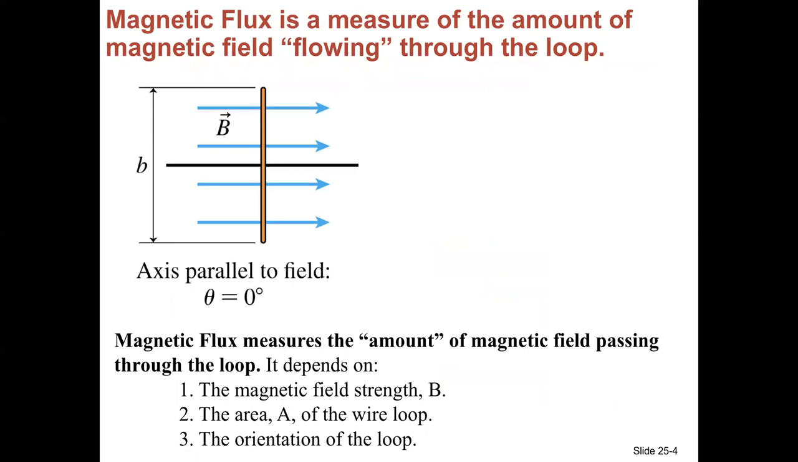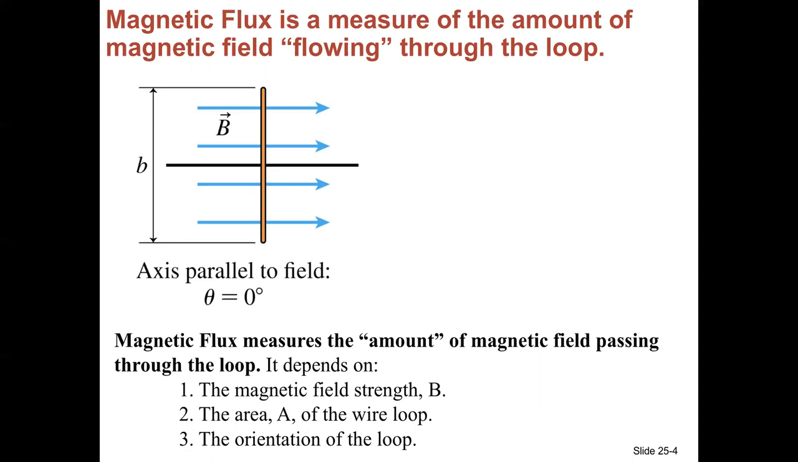And our wire loop, the axis of which, this black line, is parallel to the magnetic field. And the loop has a diameter given by B. So we can define the amount of magnetic field flowing through this loop, quote unquote, the magnetic flux, the same way we define the amount of air that gets through that hula hoop. It's going to depend on how strong your magnet is, how big your magnetic field strength B is. It's going to depend on the area of the loop, how wide it is. Bigger a loop, more magnetic field gets through.